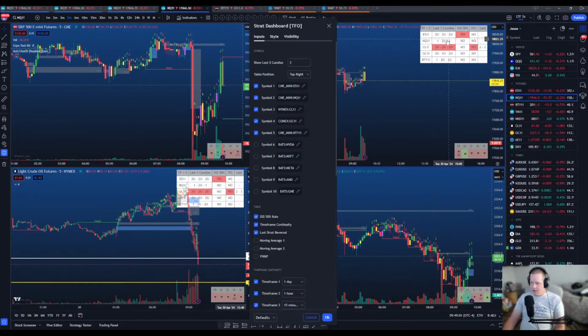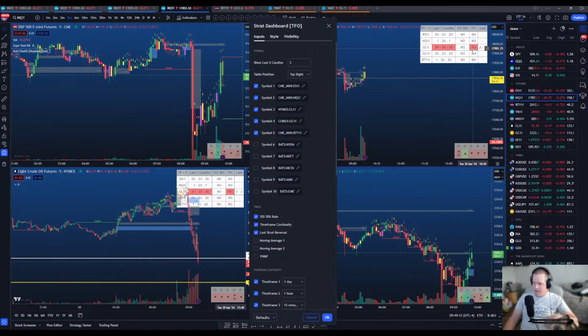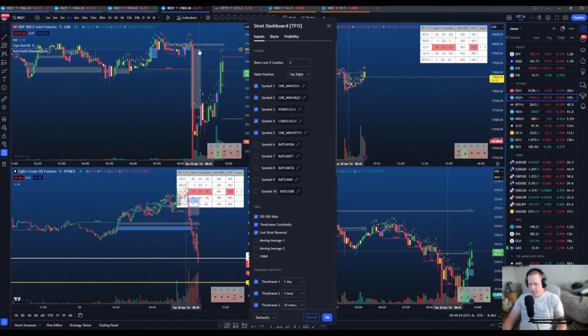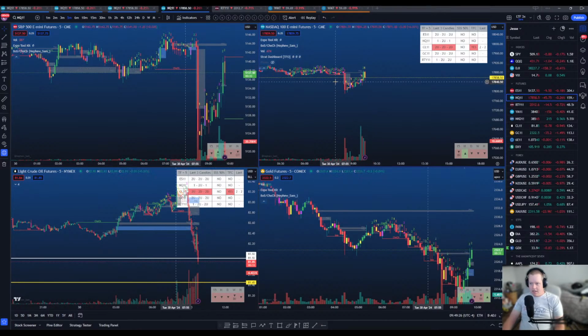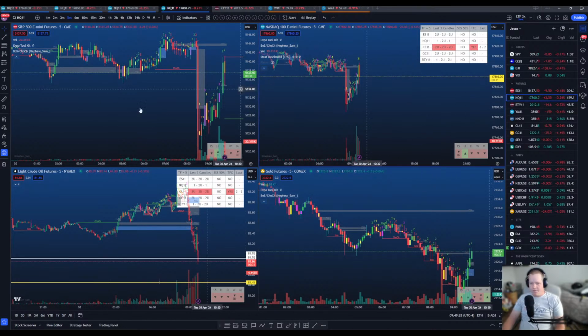Basically, you can throw in a number of symbols and then look at it, and at a quick glimpse you can see what setups are starting here. So like on CL, 2 up, 2 down, 2 down, time frame continuity to the downside. I would see this and say, okay, CL is interesting for a short, and then I'd have my eyes on CL, where otherwise I might be blinded while looking at NQ. So yeah, that's the reasoning.